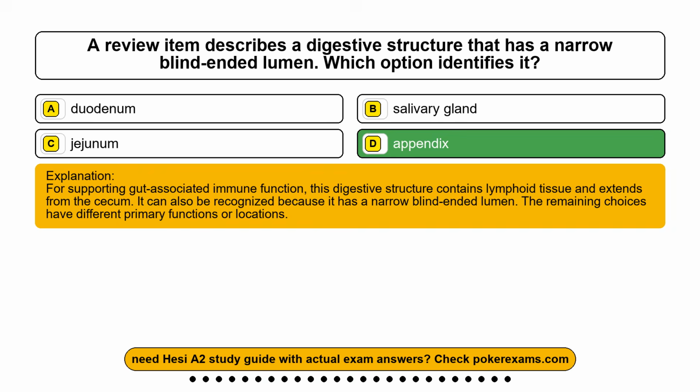For supporting gut-associated immune function, this digestive structure contains lymphoid tissue and extends from the cecum. It can also be recognized because it has a narrow blind-ended lumen. The remaining choices have different primary functions or locations.